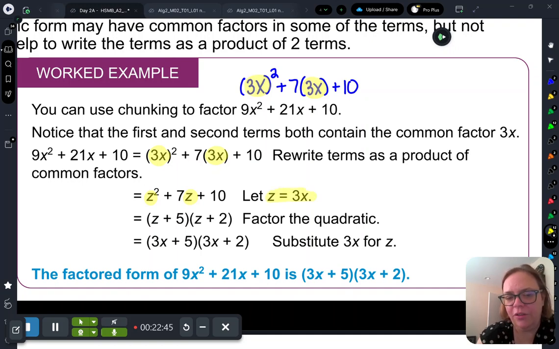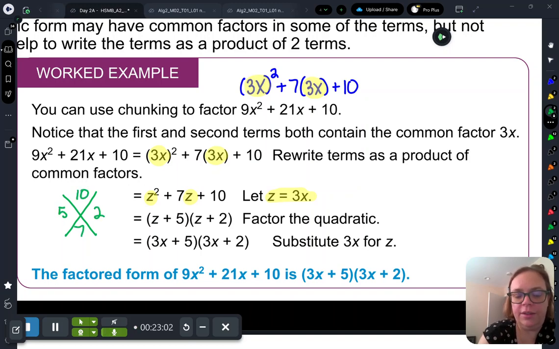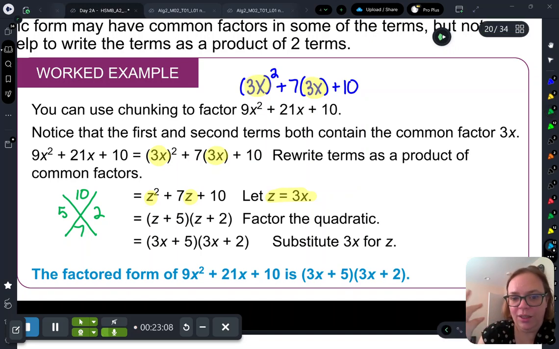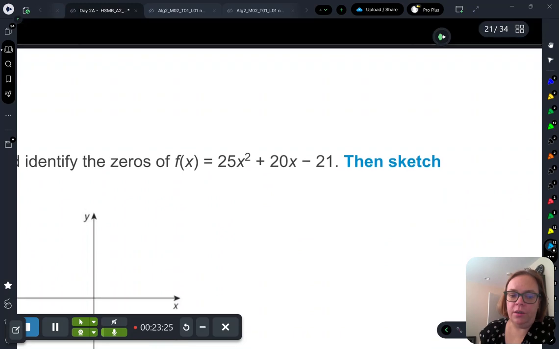Now this becomes one of those diamond problems we were talking about, right? Something squared plus some number times that variable plus a number. So we need 2 numbers that multiply to make 10 and add to make 7. Those are 5 and 2. So they wrote z plus 5 times z plus 2. But then they said, oh wait, we don't want z there. They took the z out and put back in 3x. This is a method for factoring. It doesn't work for every type of polynomial, but you can use it when it does work. Let's look at one more.